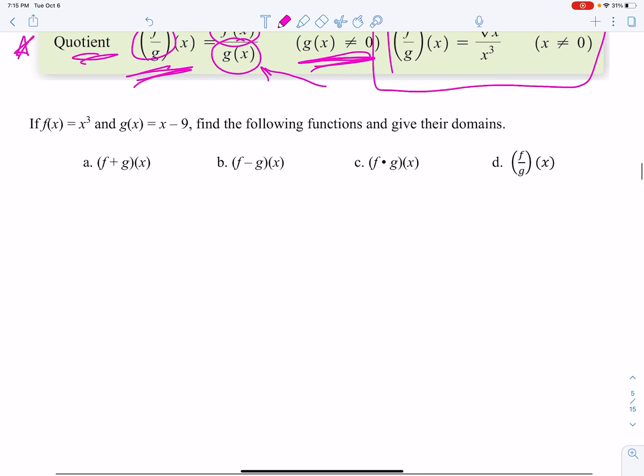Okay, so here we go. If f of x is x cubed and g of x is x minus 9, find the following and their domains. Okay, all right, so let's do this one here.